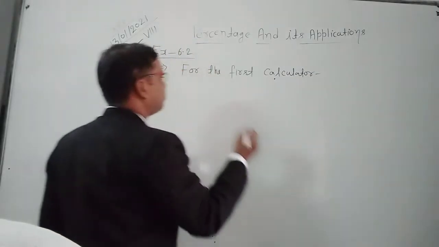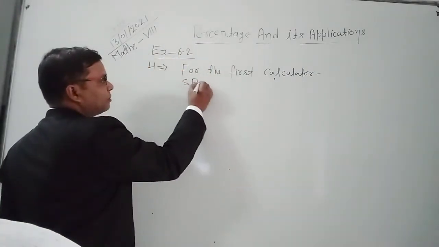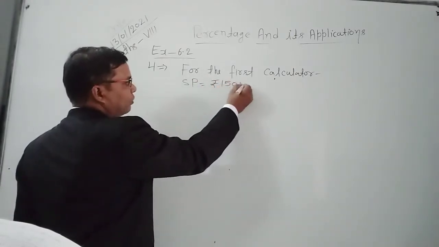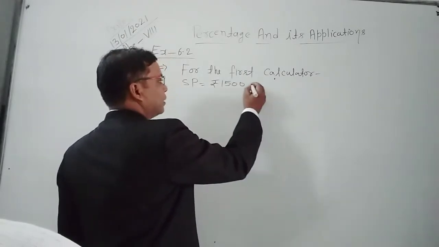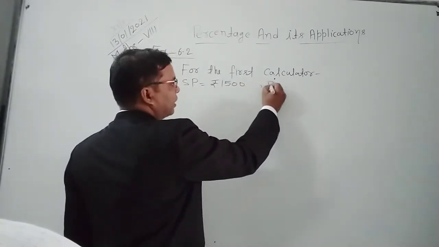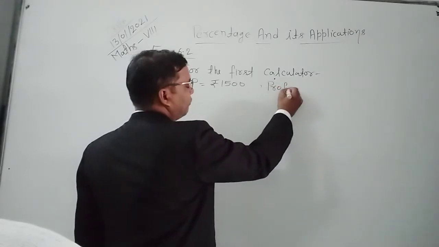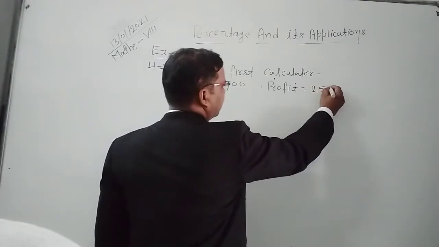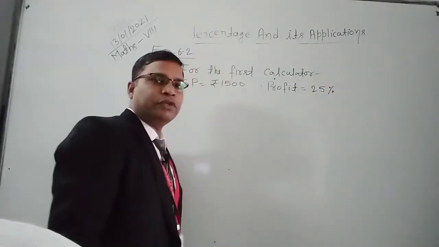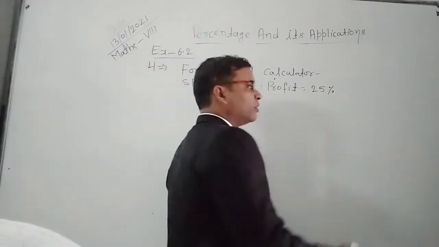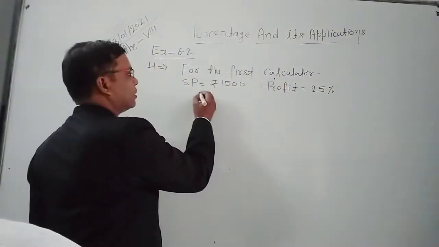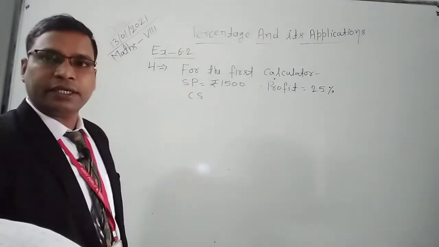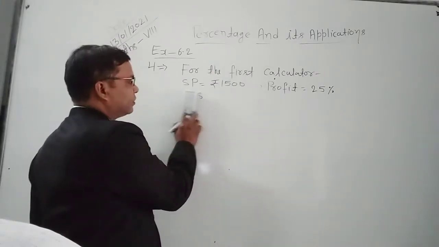So SP is given here: the selling price of the first calculator is 1500 rupees, clear? And the profit is also given here. What is the profit on the first calculator? This is given here, 25%, clear? And we need to find the cost price. What is the cost price? We find the CP of the first calculator.